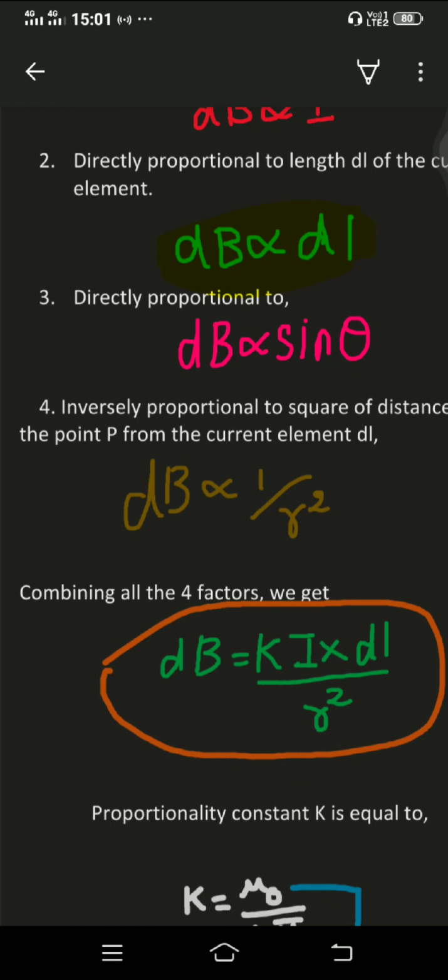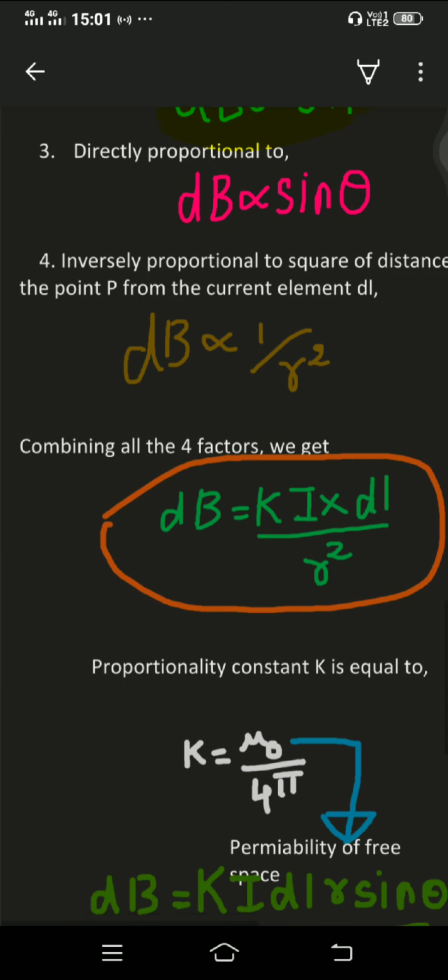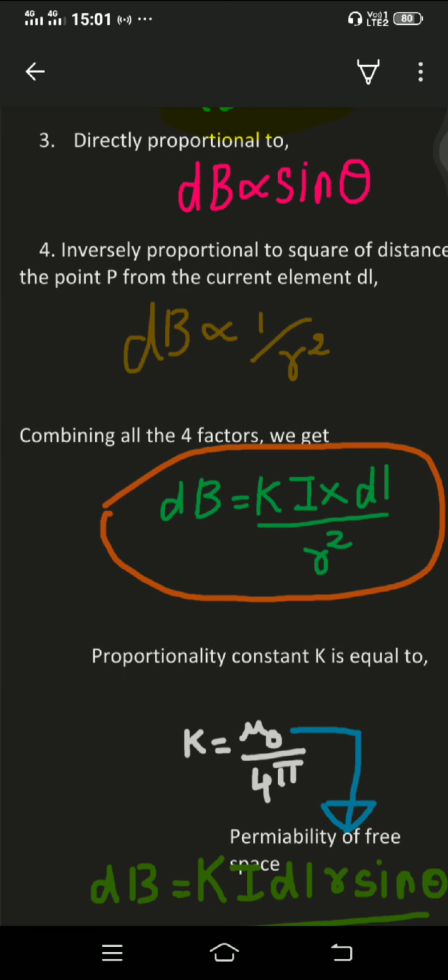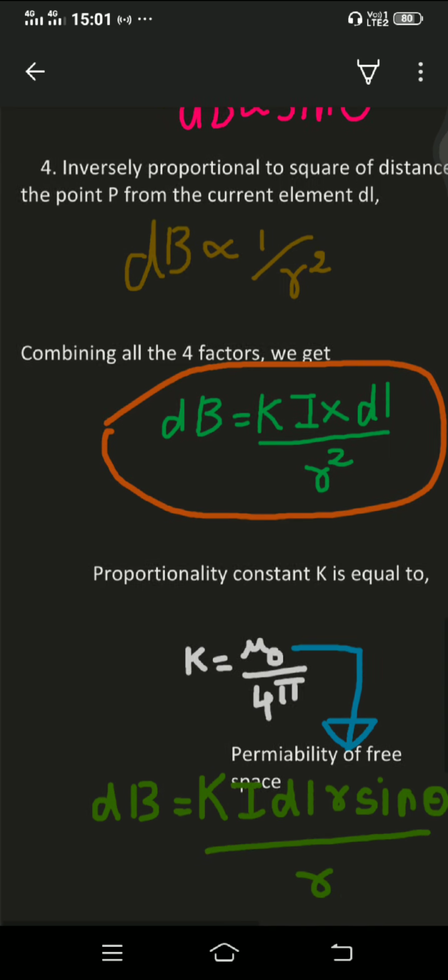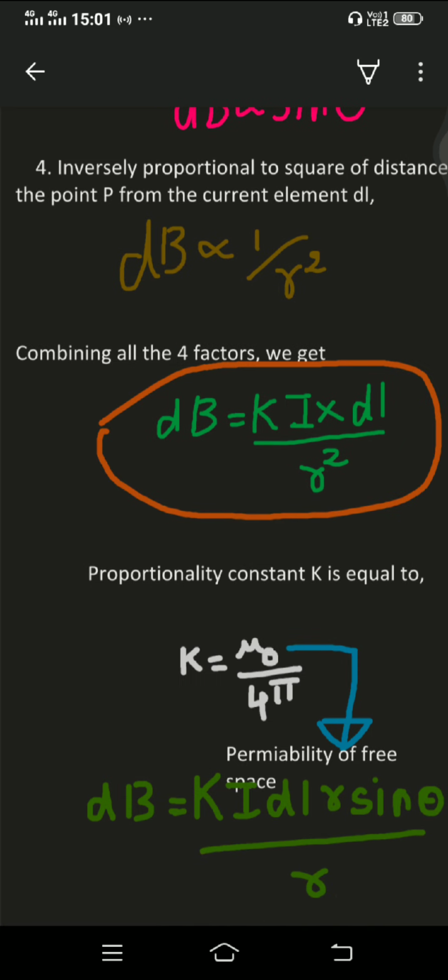Combining all the above four factors, we get an expression which is dB is equal to K I dl sin theta by r square. Here capital K is known as the proportionality constant. The value of capital K is equal to mu naught by 4 pi, where mu naught is the permeability of free space.